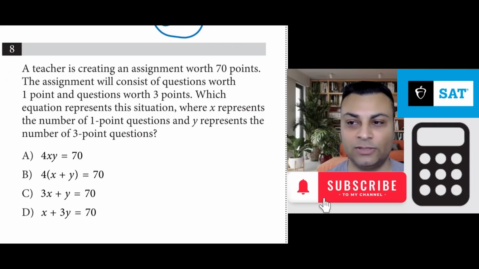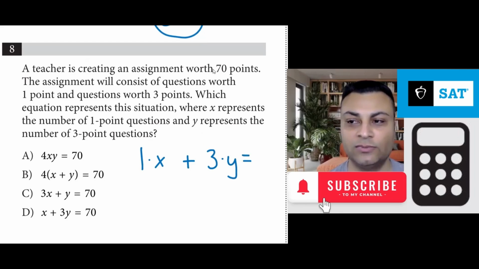The assignment will consist of questions worth 1 point and questions worth 3 points. Which equation represents this situation, where x represents the number of 1-point questions and y represents the number of 3-point questions? So if you have x representing the number of 1-point questions, we need 1 times x. And for y, y represents the number of 3-point questions. So 3 points per question times y questions.